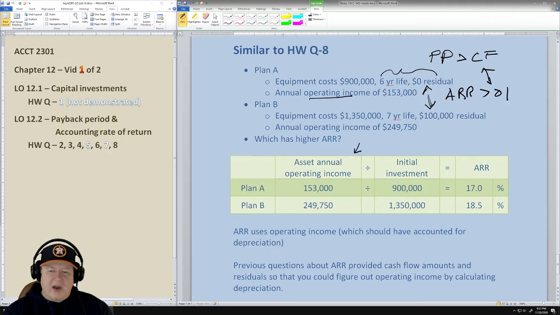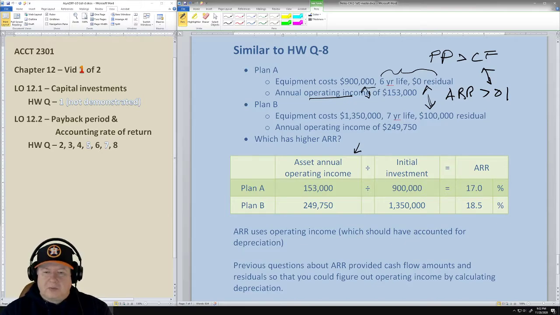So here you have 153 divided by 900, a straight usage of these two numbers. And similarly here, 249 divided by 1.35. And so you get the two ARRs. These residuals don't come into it. The thinking is that operating income has already incorporated any depreciation or residual, because operating income comes after depreciation on the income statement.